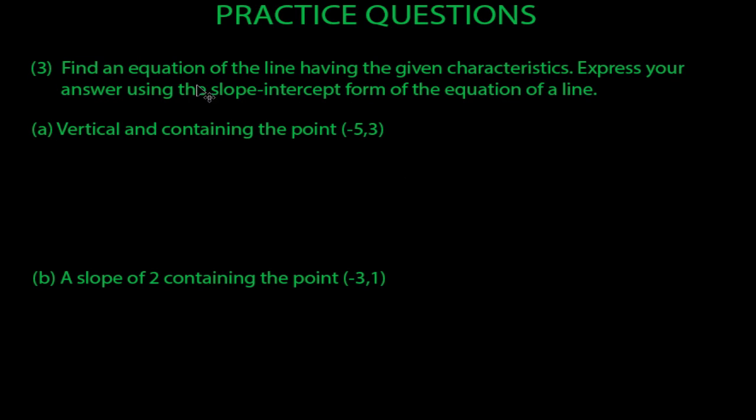So this is question 3. Question 3 demands we do something which is quite interesting, I think. It says that we should find an equation of a line having the given characteristics below, and then express your answer in slope-intercept form of the equation of a line.